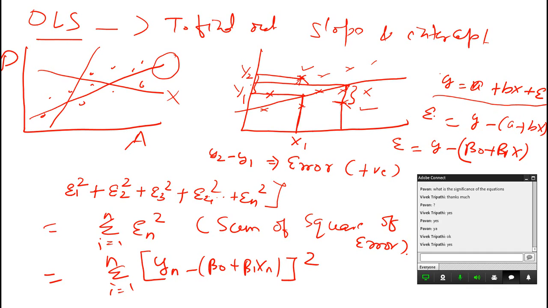I'm just skipping the step. So error is nothing but y minus (a plus bx). Technically we actually write y minus (beta naught plus beta 1 x). Beta naught is the intercept, and beta 1 is the slope coefficient. Now our intention is to find out beta naught and beta 1. Okay. So now this is the error, so we put this in the sum of errors equation. The sum of squared errors becomes yn minus (beta 0 plus beta 1 xn) whole square.